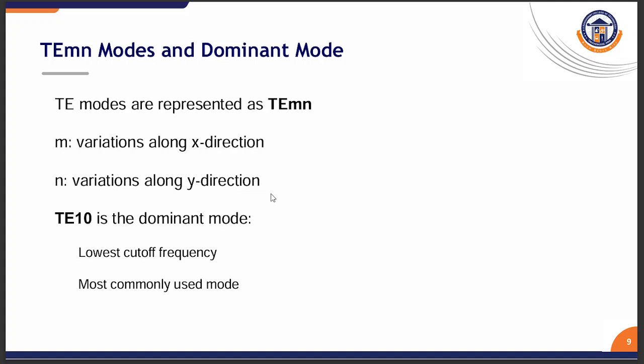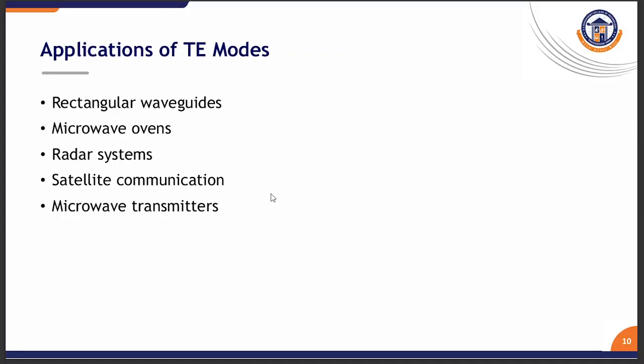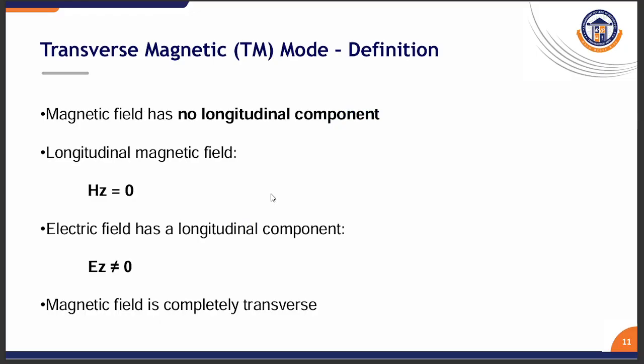Due to its low attenuation and simple field structure, it is widely used in practical microwave systems such as rectangular waveguides, microwave ovens, radar systems, satellite communication, and microwave transmitters.